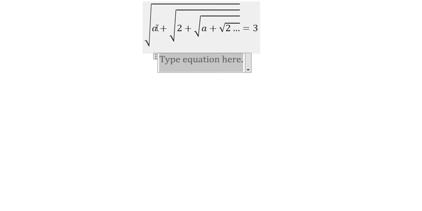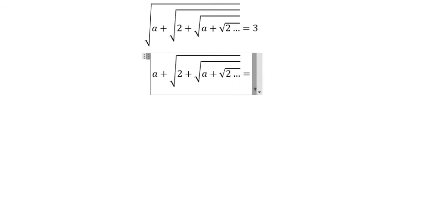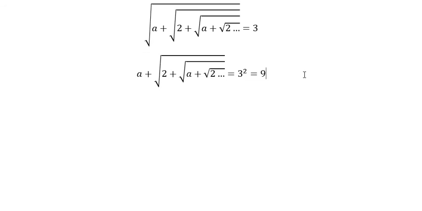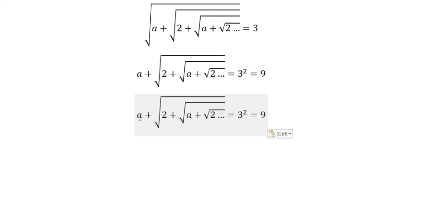We put the square in both sides, so you get A plus the square root equals 3 to the power of 2, you get 9. We move little a in here on the right.